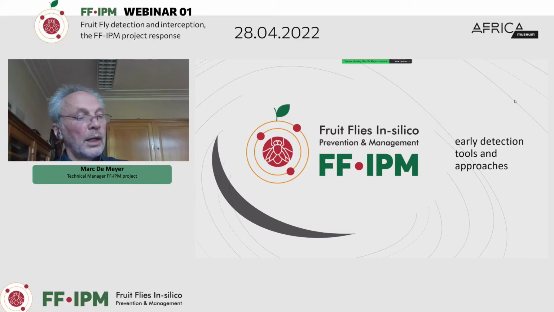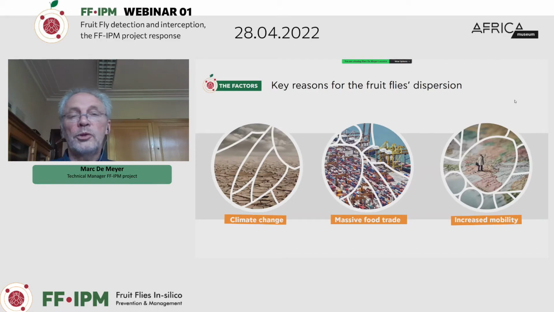So I will show you a number of tools and approaches that are developed or under development within this aspect. First of all, in order to understand that, we have to look at the key reasons for the fruit flies' dispersion. How does it come that these flies are dispersing and that the risk of them entering Europe is there? Well, there are three main reasons: climate change, massive food trade, and increased mobility.